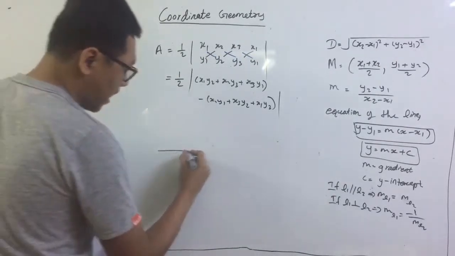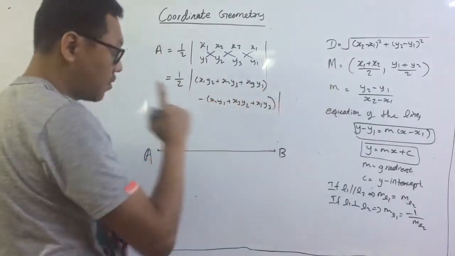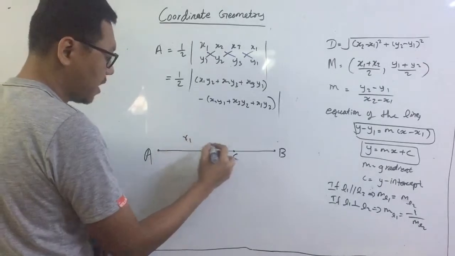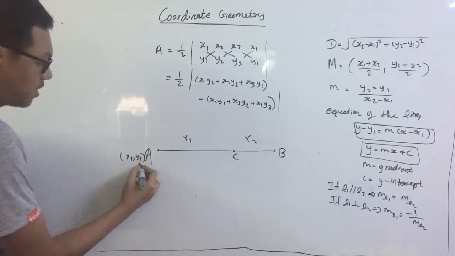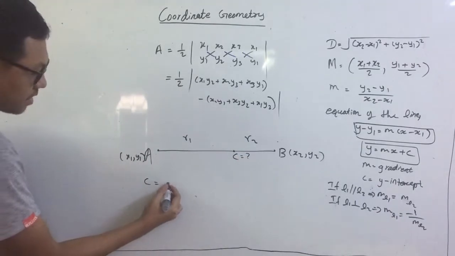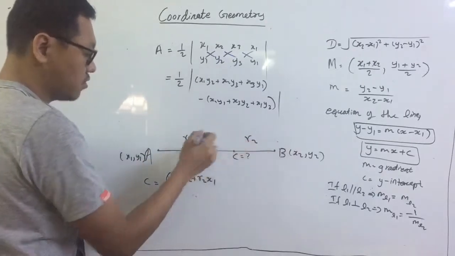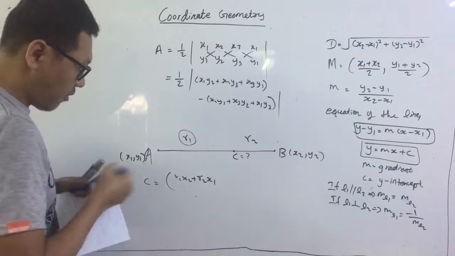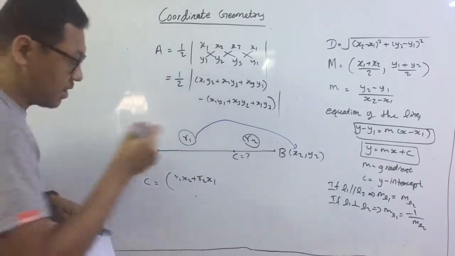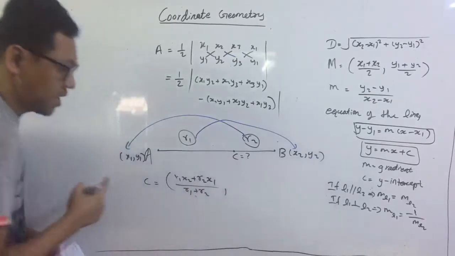And then another one is the ratio formula. There's a line with point A and point B, and there's another point that is not the midpoint. If it is the midpoint, you can use the midpoint formula. So for the ratio formula, the point C is not in the middle. The ratio parts are R1 and R2, and A is (x1, y1) and B is (x2, y2). We want to find C. It is R1x2 plus R2x1, they go opposite: R1 goes to x2 and R2 comes to x1. Let's cross it. So it is (R1 x2 plus R2 x1) by (R1 plus R2). That's how to find the ratio formula.